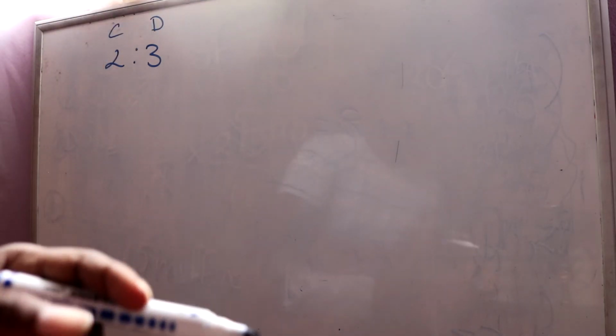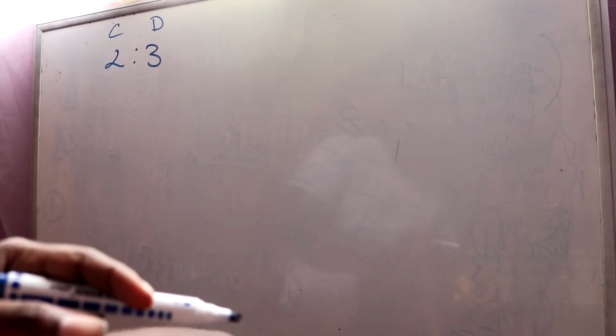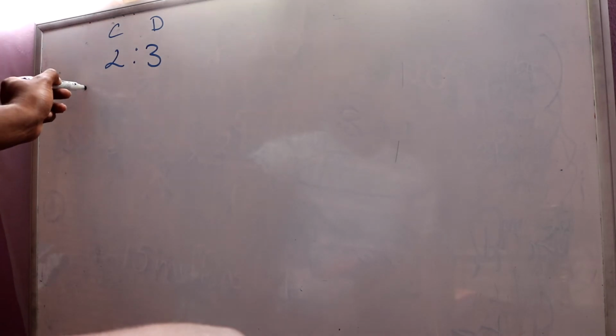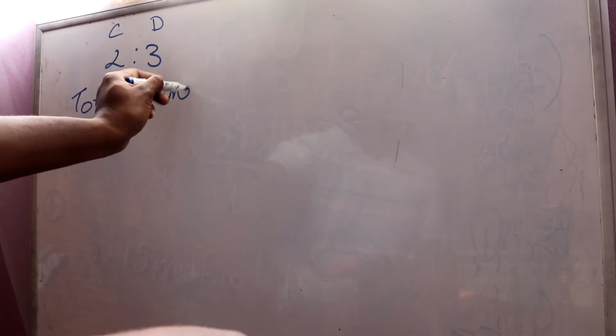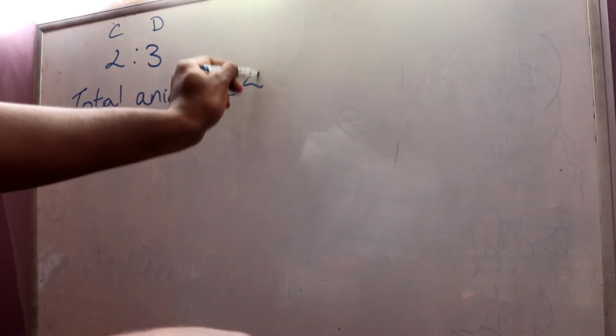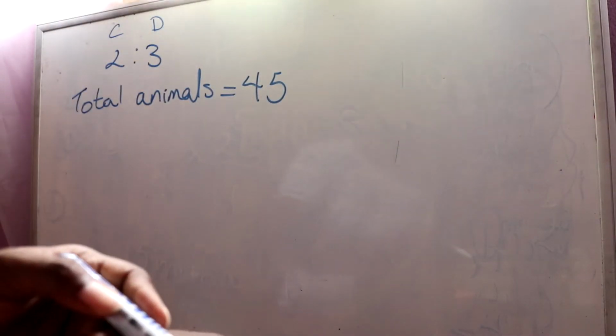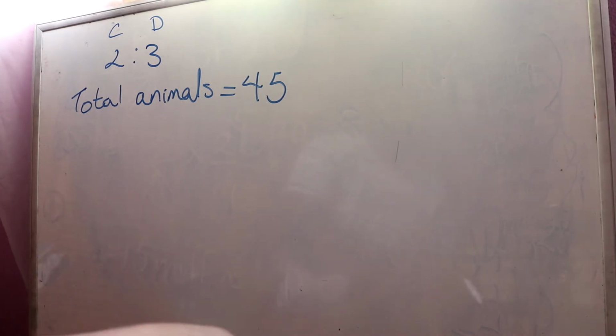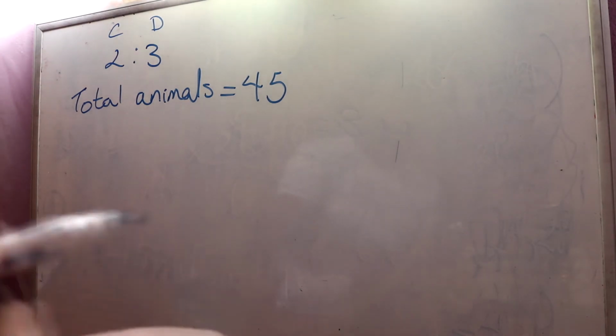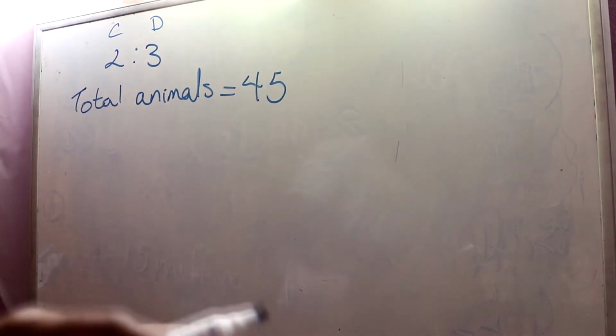So for every 2 cats in the house, in the home, there are 3 dogs. And there are a total of 45 animals in here. So total animals, 45. You want to know how many cats are in the home. So the first thing we have to do again is find the sum of the ratio.